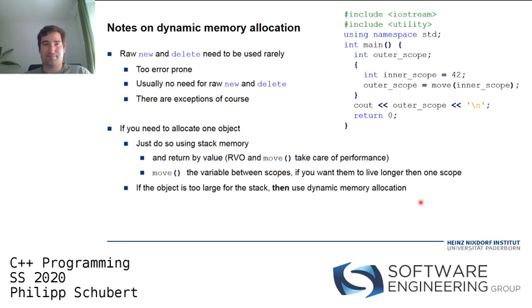All right. If the object is too large for the stack, then you can use dynamic memory allocation. Then you can use new, and then the lifetime of that object is under your control.